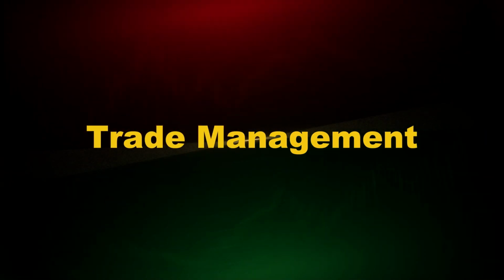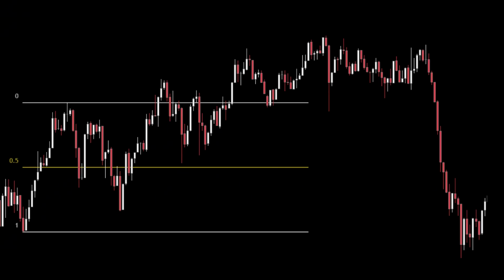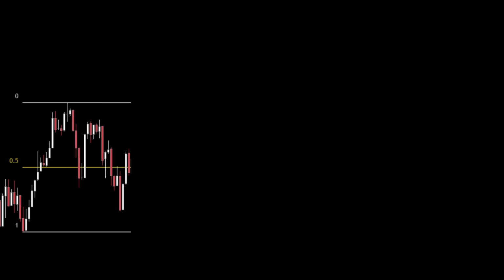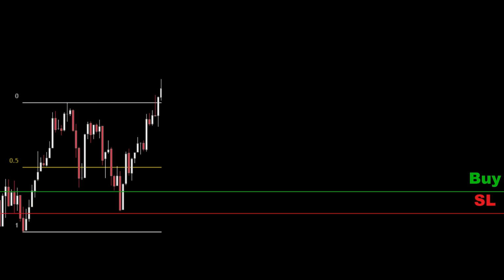Now let's talk about trade management. Once we are in the trade and price starts moving in our favor, we can use a simple trailing technique. Every time price creates a new break of structure to the upside, we can move our stop loss below the recent swing low. This allows us to protect the trade while still giving price room to move.